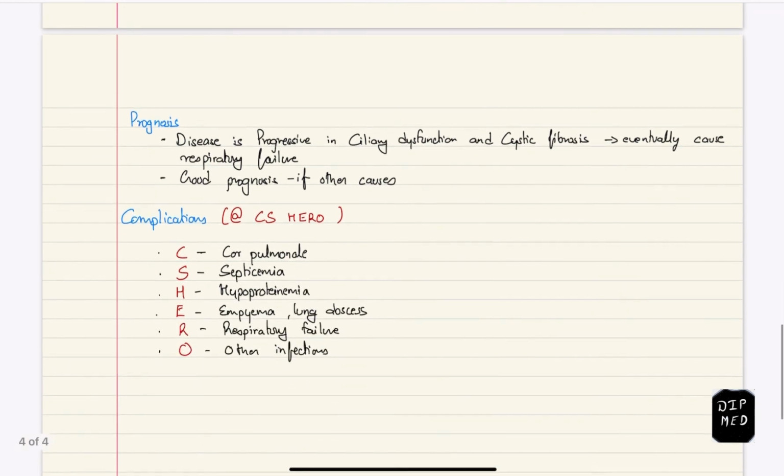In the prognosis, disease is progressive if the causes are ciliary dysfunction and cystic fibrosis. These can eventually cause respiratory failure. The prognosis is good if it's due to other causes. Here is a mnemonic for the complications of bronchiectasis. It's CS Hero. C stands for cor pulmonale, S for septicemia, H for hypoproteinemia, E stands for empyema or lung abscess, R is for respiratory failure, and O stands for other infections.